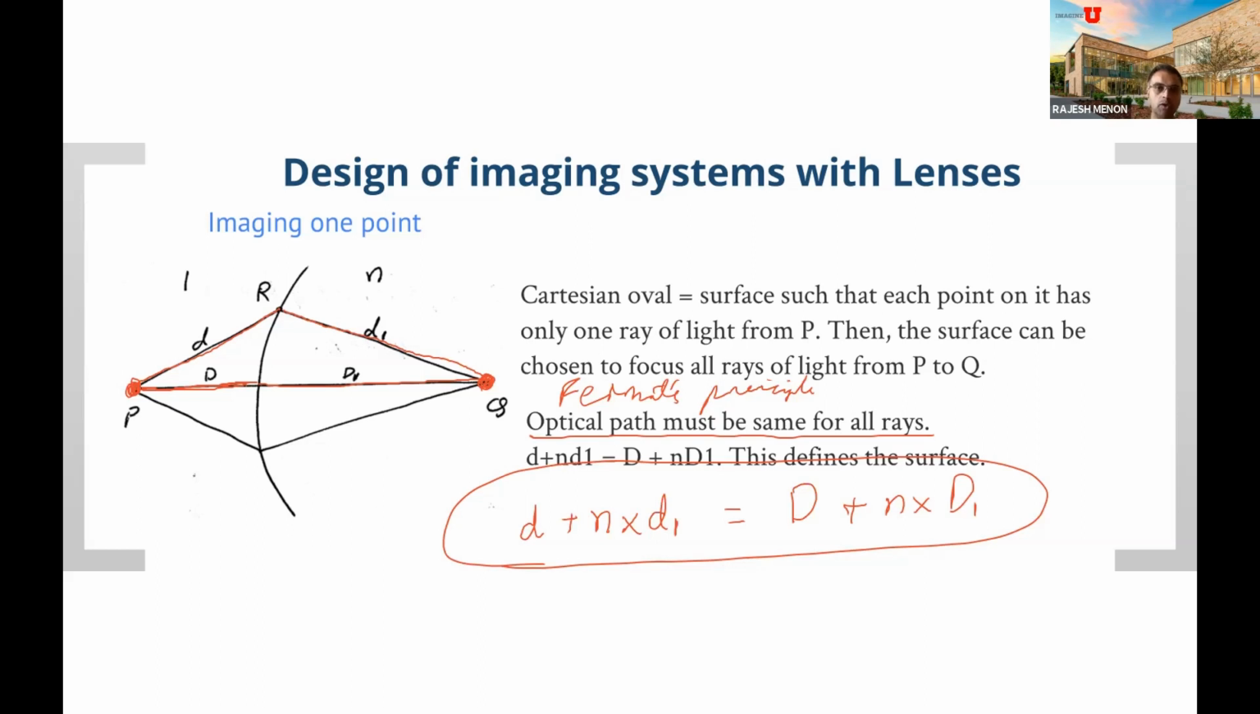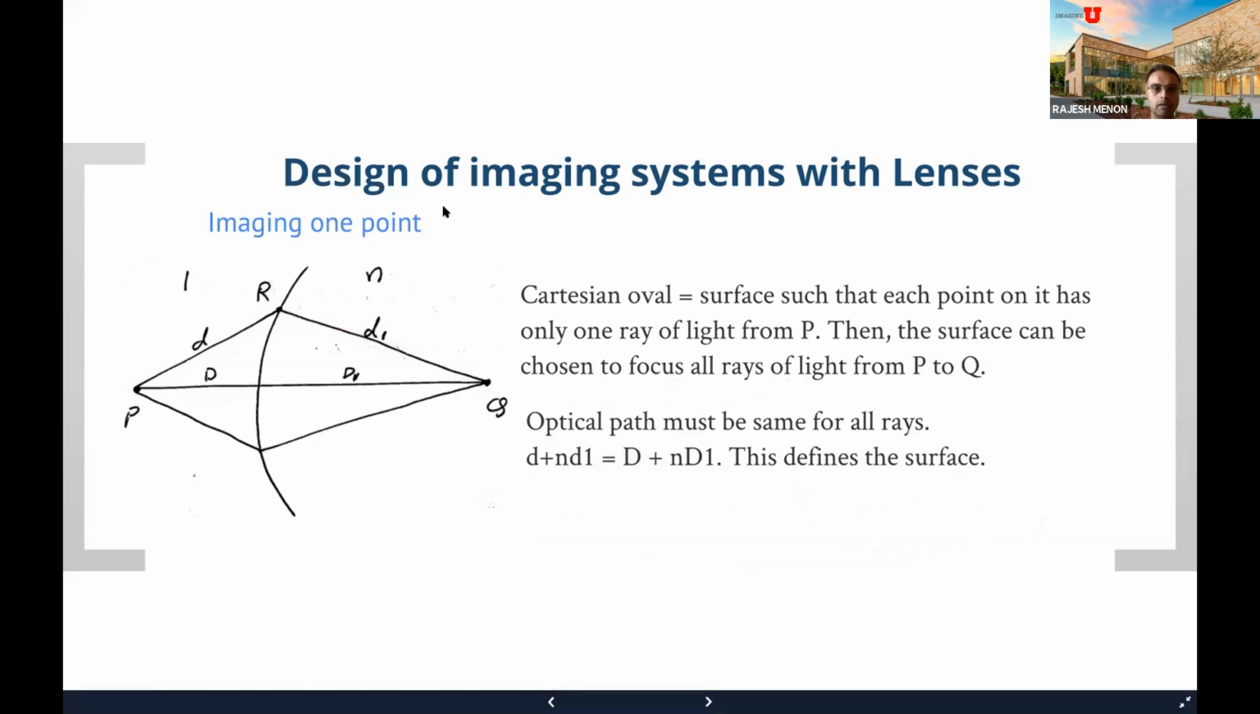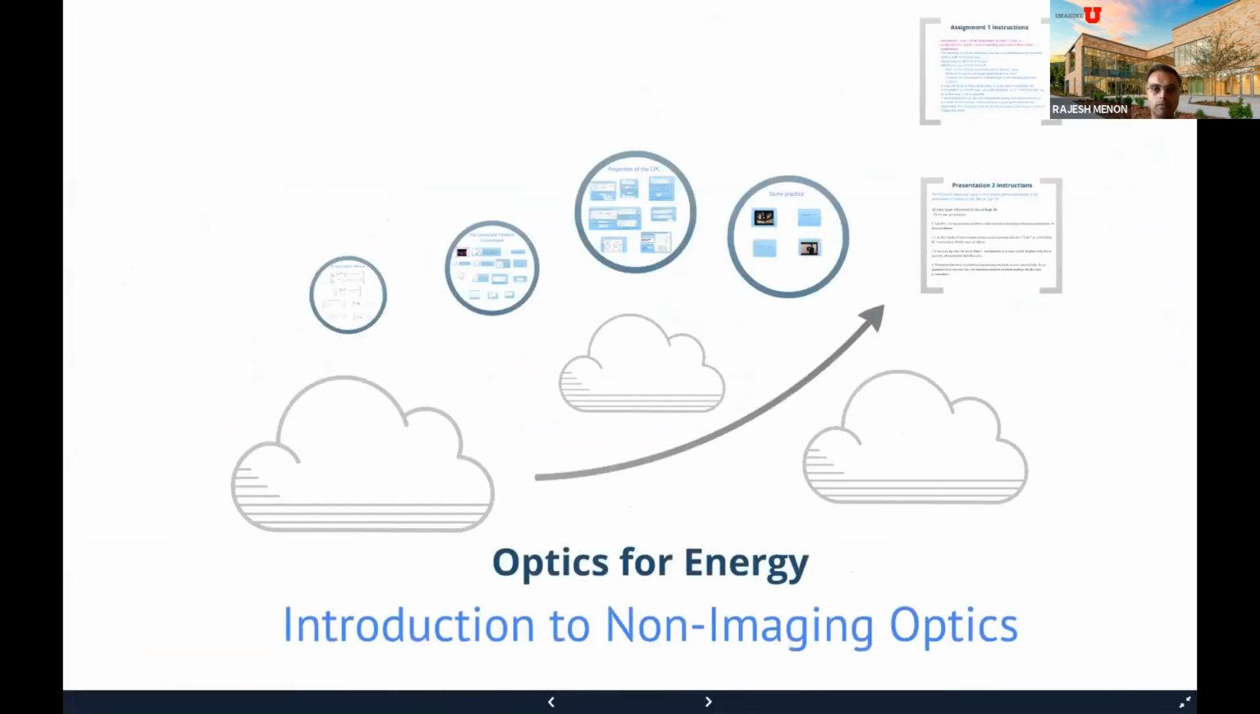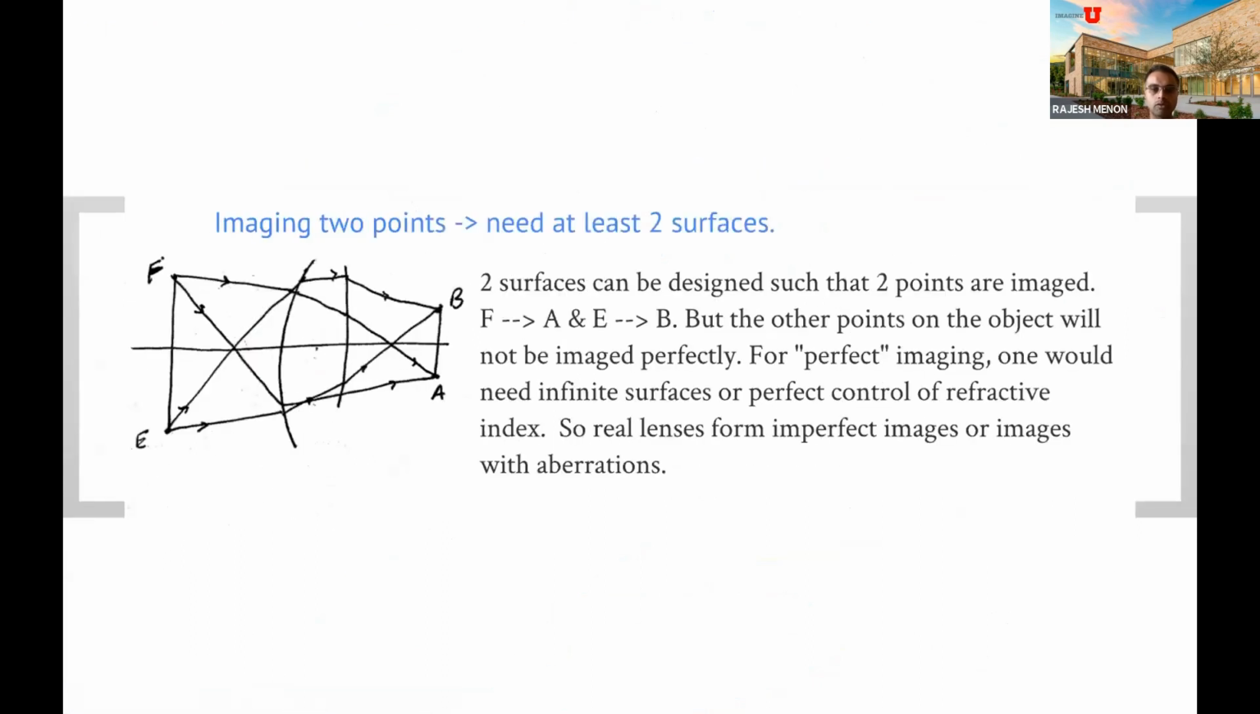You can show that if you have 2 points with a fixed optical path length between them, there is a single surface that defines that. Now, if you go to more than 2 points, it turns out such a surface does not exist. In order to image more than 2 points, you can show that you need to have more than one surface.